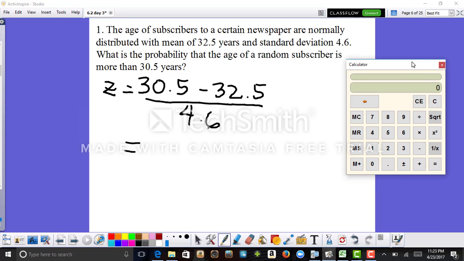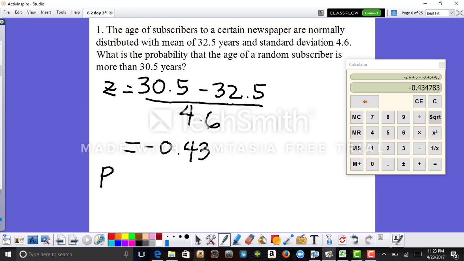So here, 30.5 minus 32.5 is of course negative 2, divided by 4.6. Our z-score is negative 0.43. We're going to use only two decimals because in the table we can only use at most two decimal places.